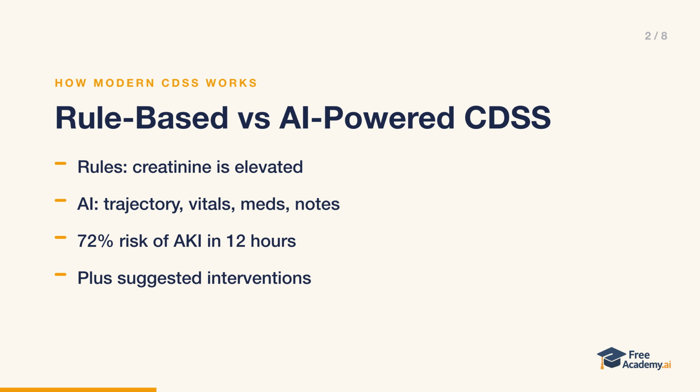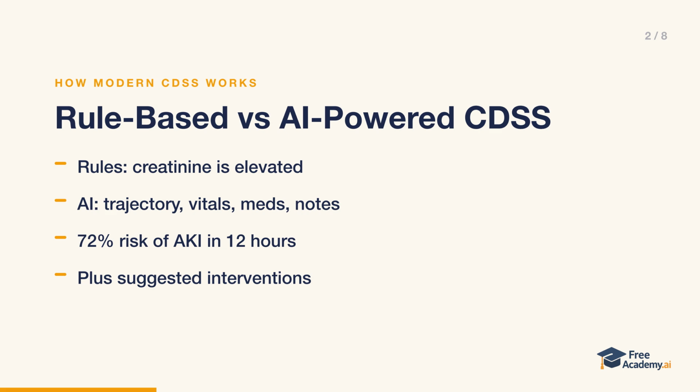Clinical decision support has existed for decades. Simple rule-based alerts, like check renal function before prescribing metformin, have been in electronic health records for years. What changed is that modern AI-powered systems can analyze far more complex patterns and give more nuanced recommendations. Here is the difference in practice.